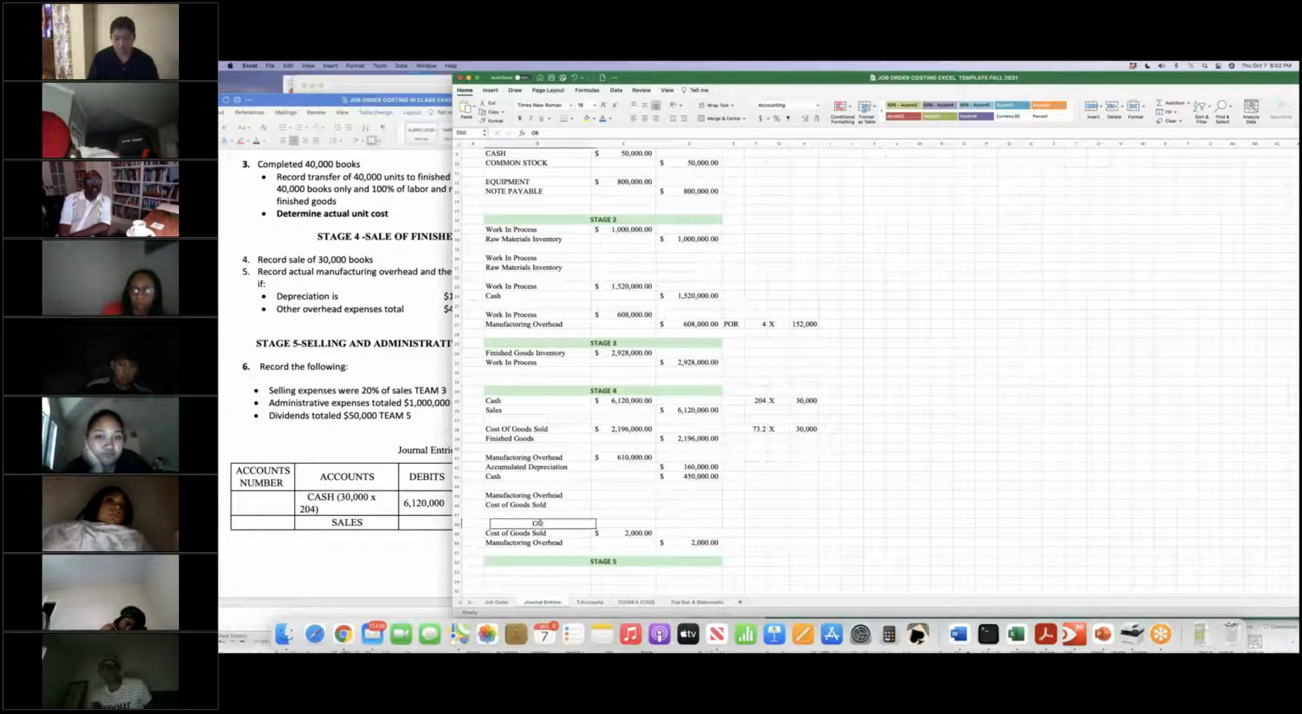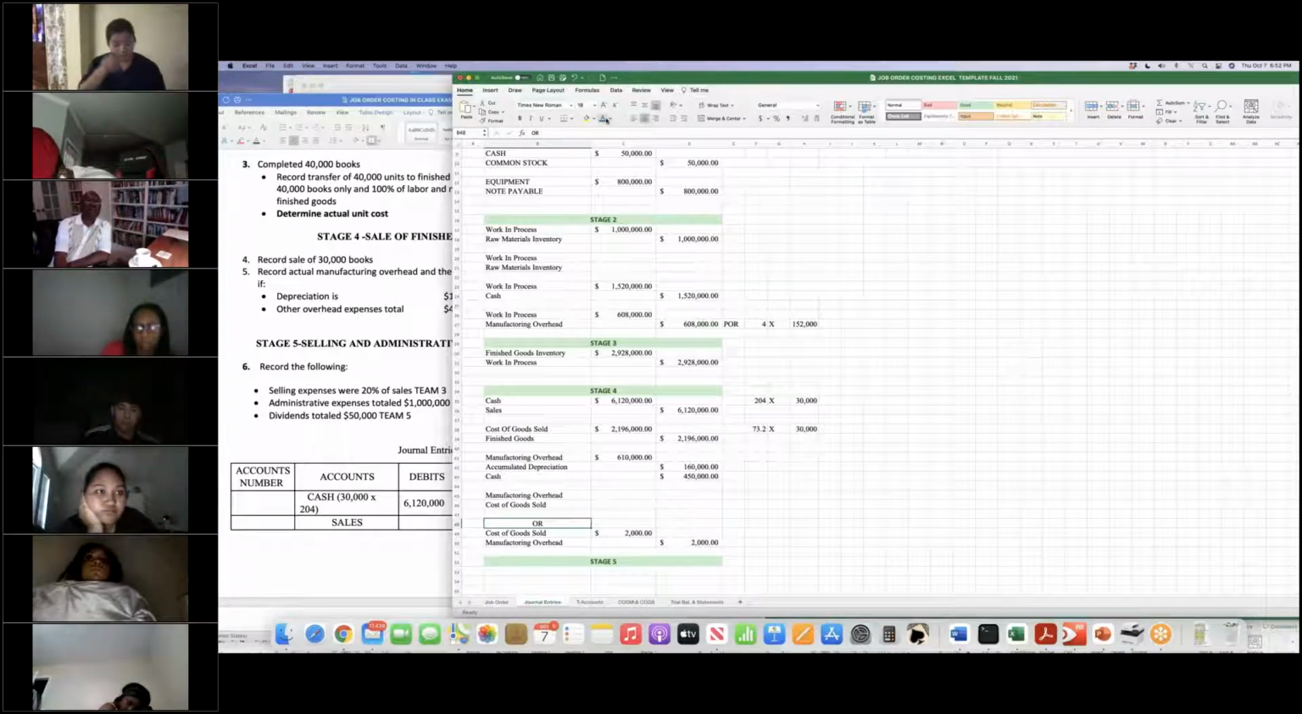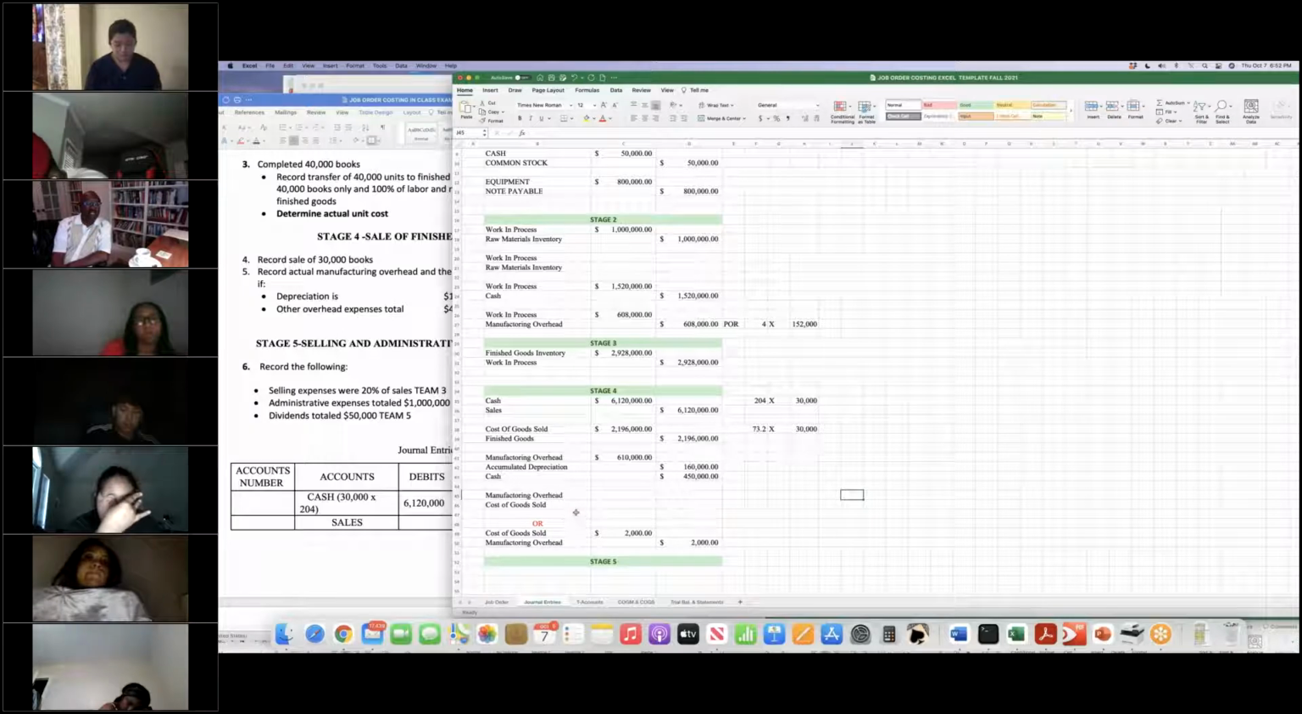So you see this work, you've got one situation or the other. Either you applied too much overhead, or you didn't apply enough and you debit cost of goods sold, or you apply too much and you credit cost of goods sold. You make one entry or the other for the over or underapplied overhead.